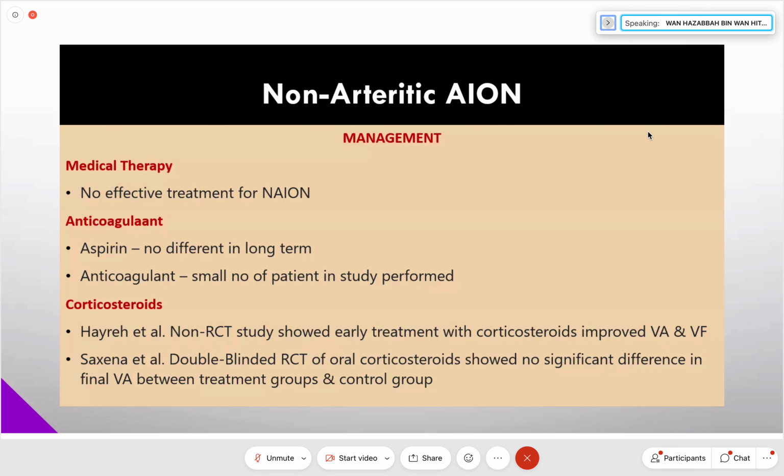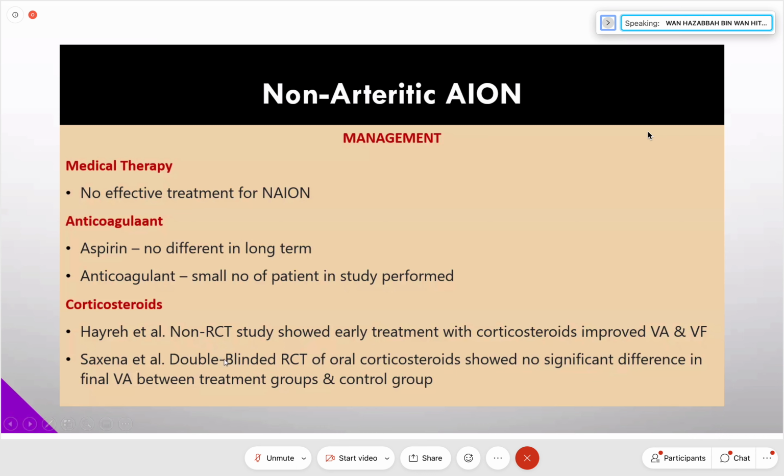Okay, in terms of management, so far there is no effective treatment for non-arthritic. Okay, what about anticoagulant? Okay, aspirin. So far there is no difference. The study shows no difference in terms of long-term outcome. And then about the anticoagulants which they use, it is a very small sample size so you cannot determine properly what the outcome is. Okay, and then some people use steroid.